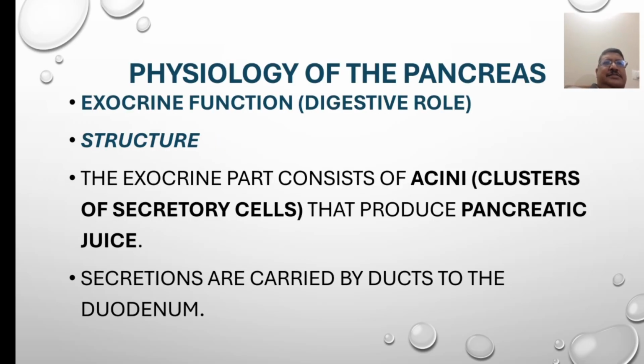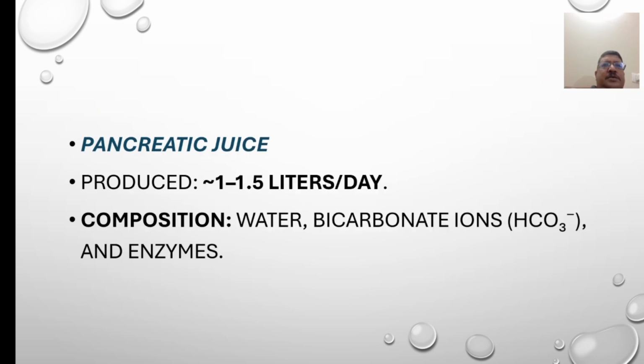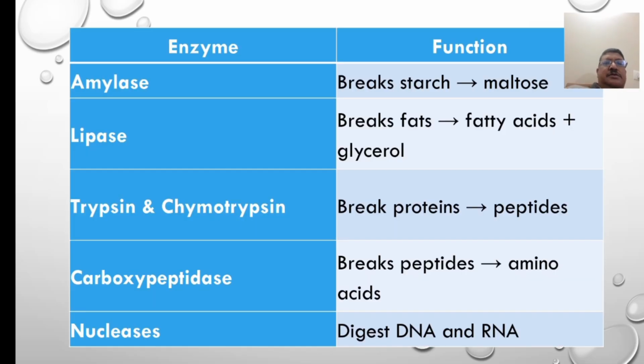Physiology of the pancreas, exocrine functions, that is the digestive role. Structure: the exocrine part consists of acini, clusters of secretory cells that produce pancreatic juice. Secretions are carried by ducts to the duodenum. Pancreatic juice is produced at 1 to 1.5 liters per day. Composition: water, bicarbonate ions and enzymes.